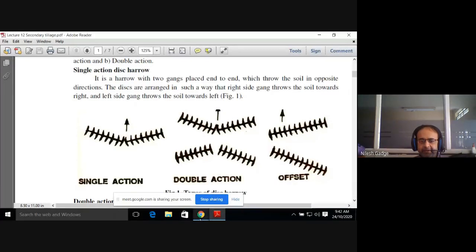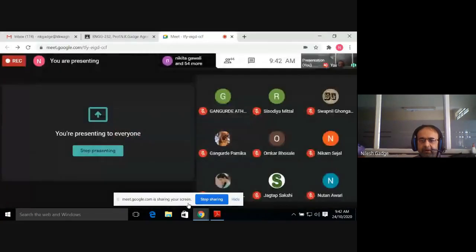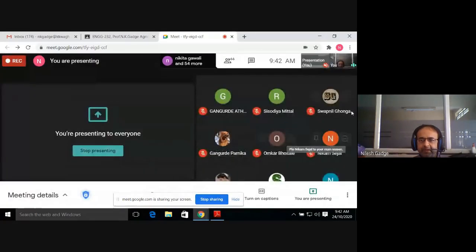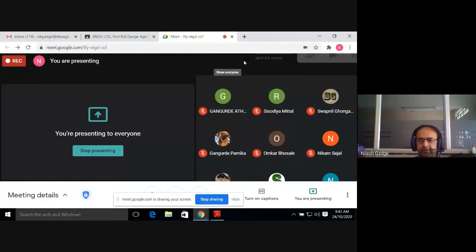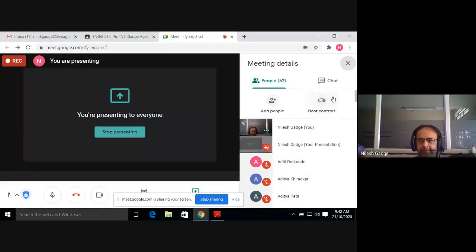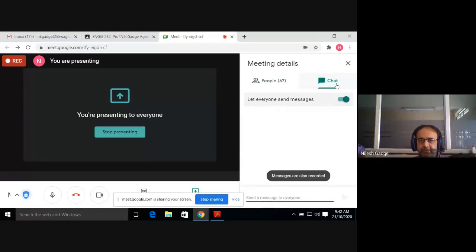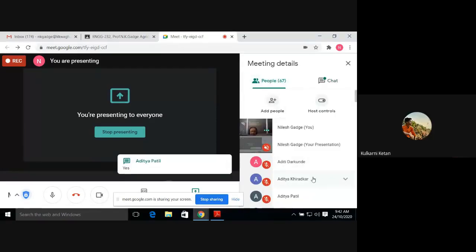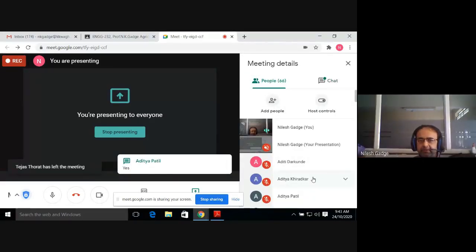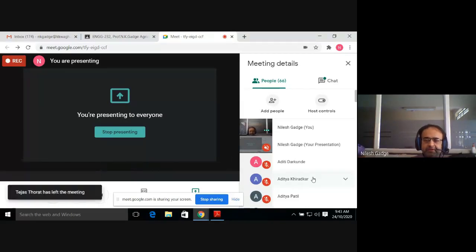TANDEM. Is the screen visible? Hello? Is the screen visible and are you able to listen me or not? Maza awaaz yetoy ka? You can put in the chat box or you can okay okay Aditya okay okay आणि हे दिसतंय ना स्क्रीन वगैरे दिसतंय ना सेकंडरी टिलेजचं. हो सर दिसते. बर बर बर ओके मी परत दाखवतो.